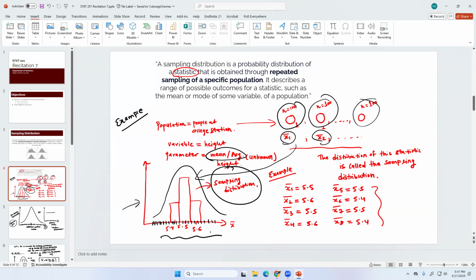Sorry? For the height, or how am I doing the sampling distribution? It is the different possible values of the average height of each sample, okay? So look how I'm doing. This is x1 bar, x2 bar.